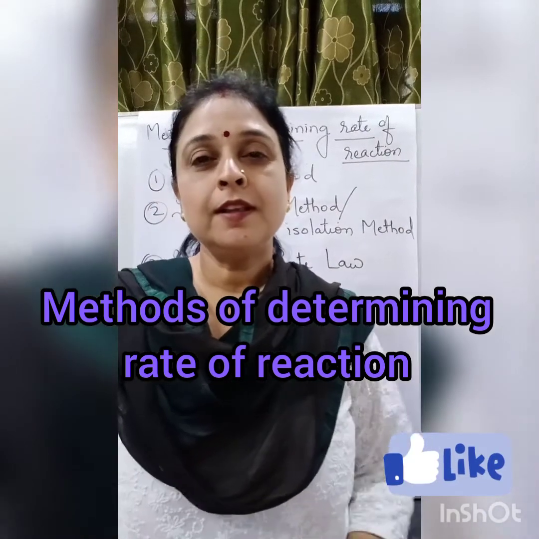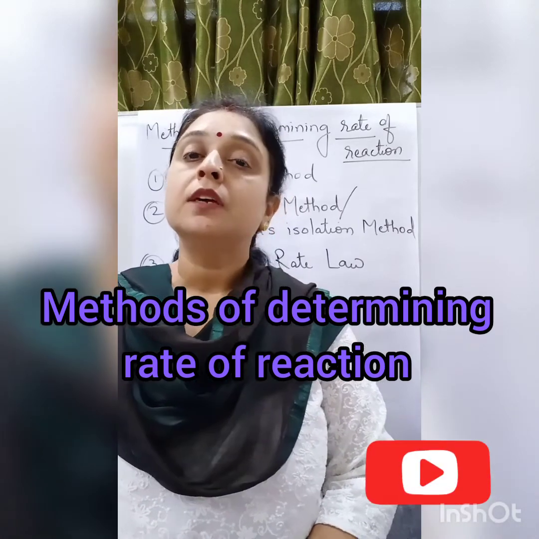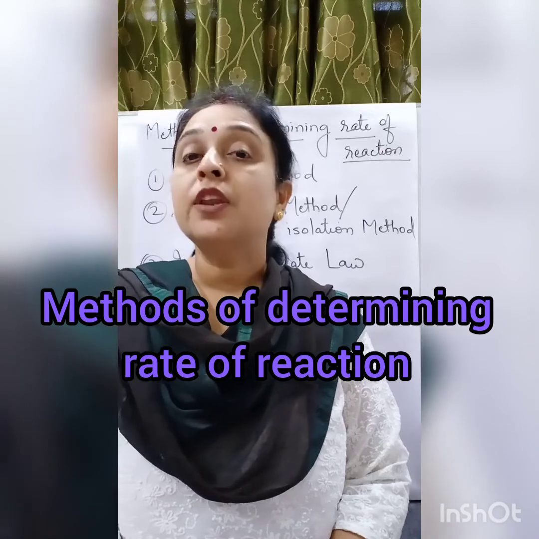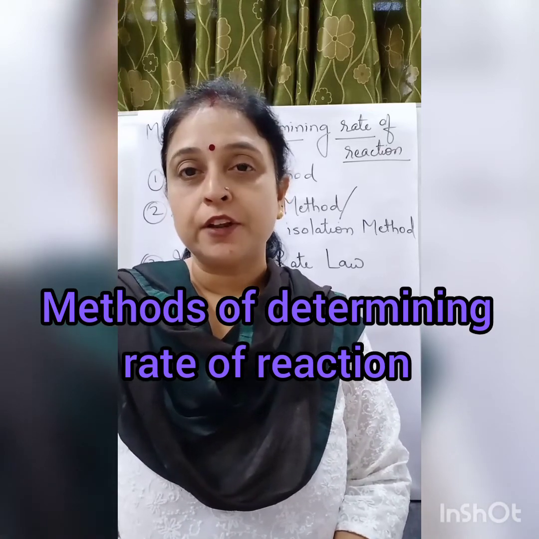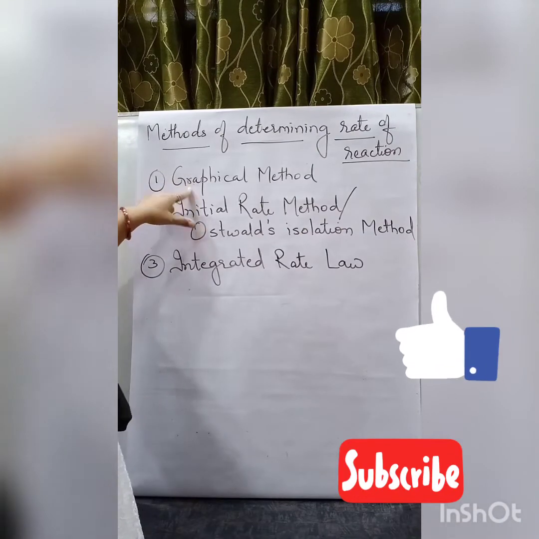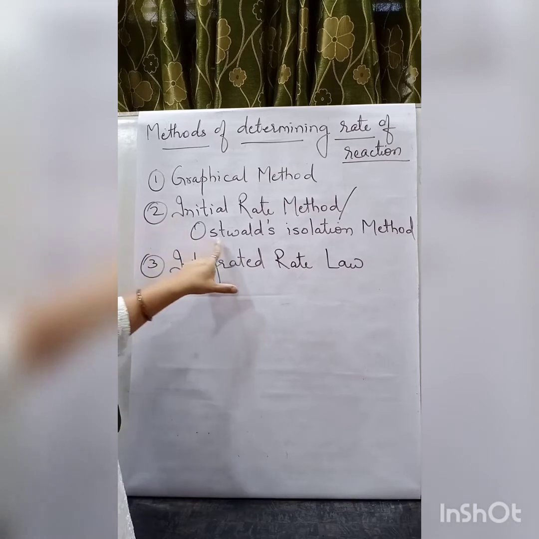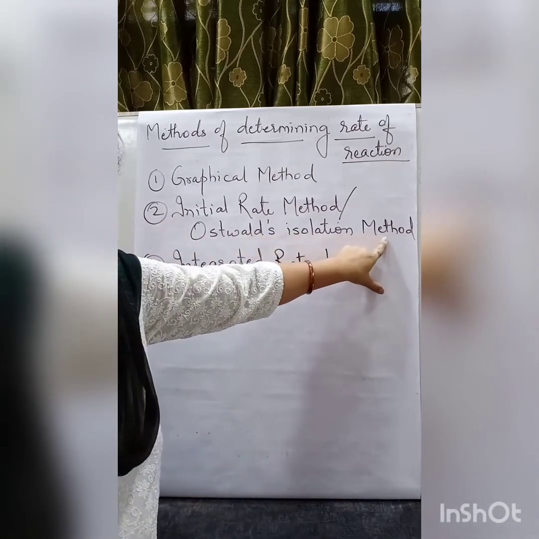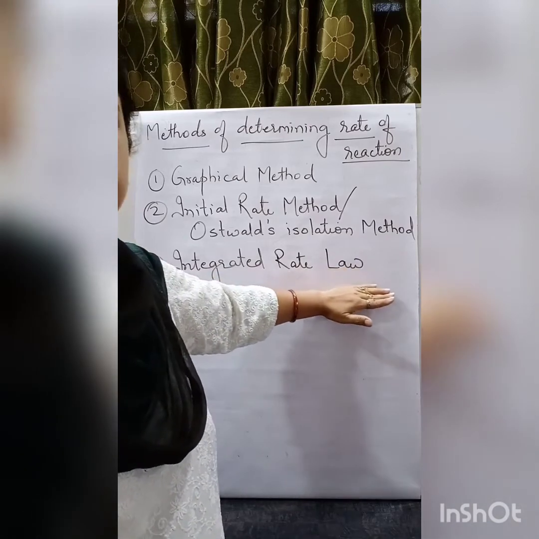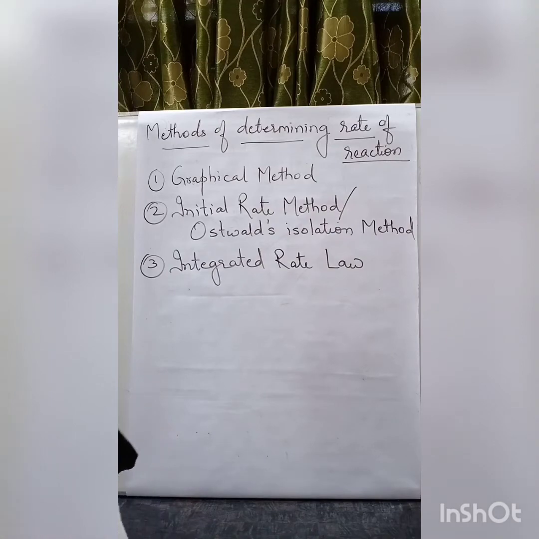How are you all? In this video, we will be studying about different methods of determining the rate of reaction. There are three methods for determining the rate of reaction. They are graphical method, initial rate method, which is also known as Ostwald's isolation method, and the third method is integrated rate law. Let us discuss this one by one in detail.